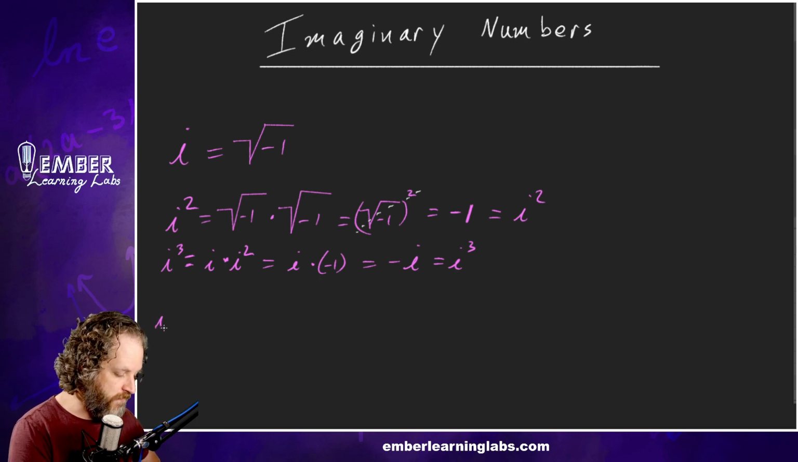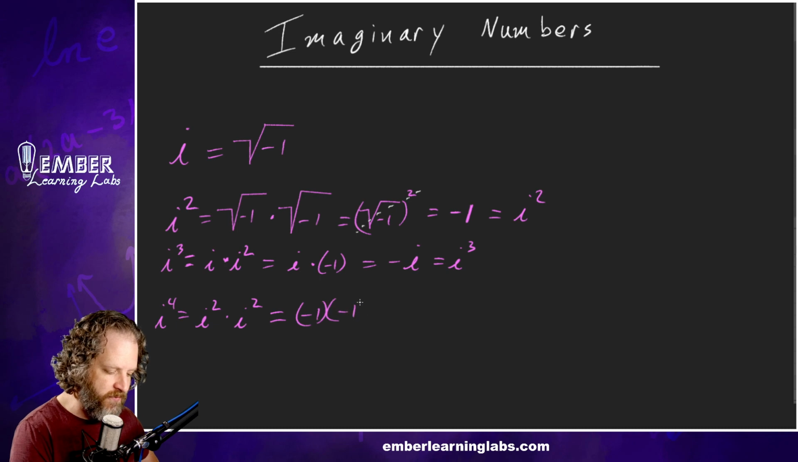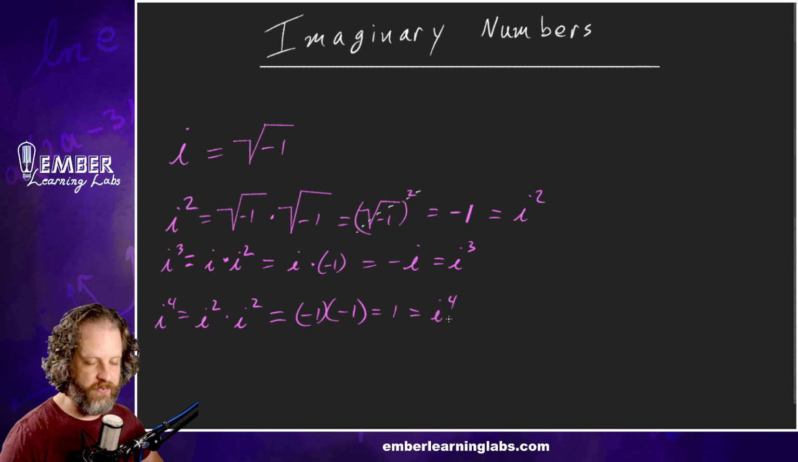So i to the fourth, what about i to the fourth? Well, following that same rule, it would be i squared times i squared. That would be -1 times -1, and -1 times -1 is 1. So i to the fourth is 1.